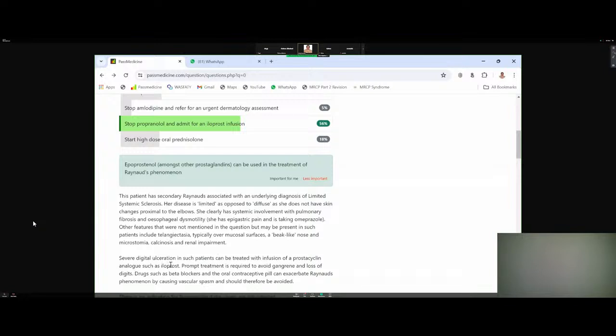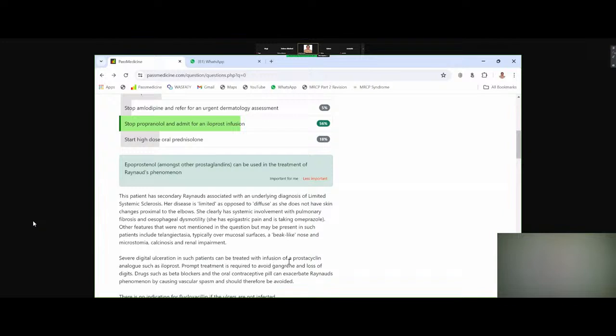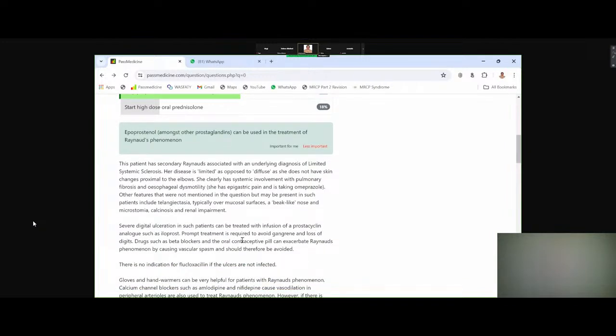Severe digital ulceration in such patients can be treated with infusion of prostacyclin analogs such as iloprost, and prompt treatment is required to avoid gangrene and loss of the digits. It is a medical emergency, isn't it, Dr. Zal? Ischemia, and then you can lose the digit. So you have to do it very quickly in the emergency.